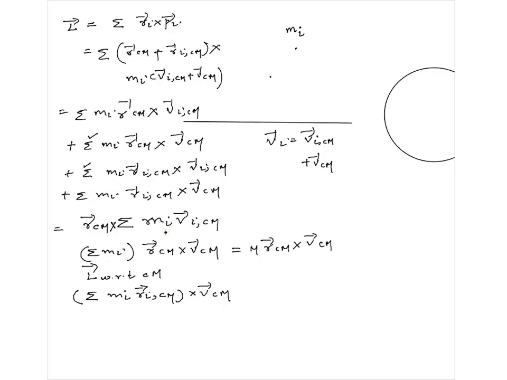Now focus on this. Supposing we divide it by total mass and we multiply it by total mass, then what is this going to be? m1 v1 plus m2 v2 plus m3 v3, whole divided by M. Is it not going to be VCM? But this VCM is with respect to CM, right? What is VCM with respect to CM? Gone. So this thing is gone.